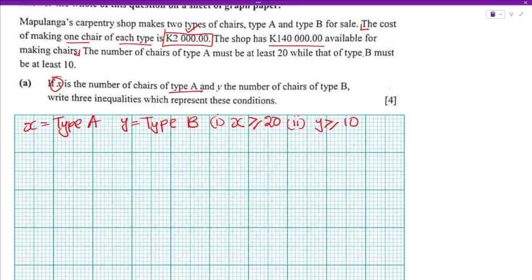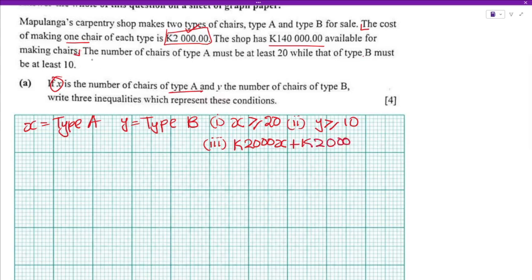So meaning you're going to attach those amounts to each variable, whether x or y, representing that type of chair. In this case, they are saying both chairs, the cost is the same. So for inequality number 3, type A, we said it's x plus y, right? But we're going to attach the amounts. So we're going to say 2000x plus 2000y, since it's the same amount for both chairs.